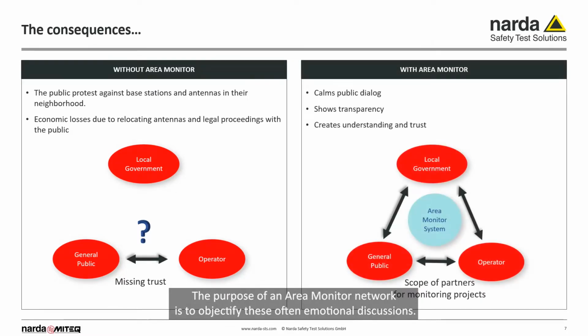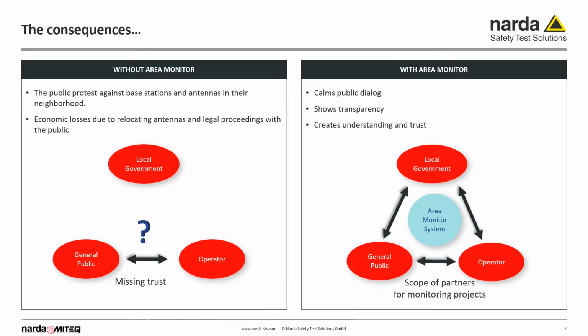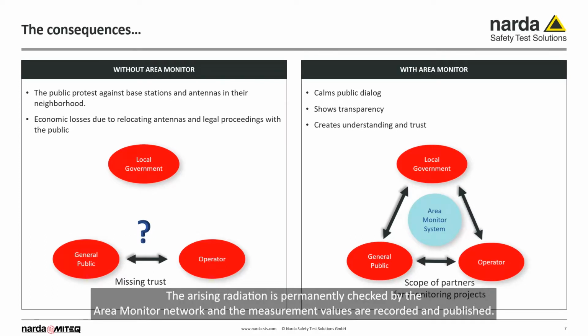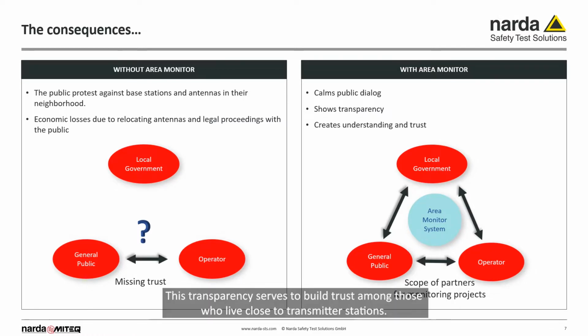The purpose of an area monitor network is to objectify these often emotional discussions. The arising radiation is permanently checked by the area monitor network and the measurement values are recorded and published. This transparency serves to build trust among those who live close to the transmitter stations.